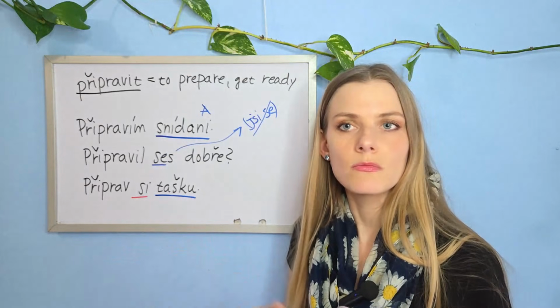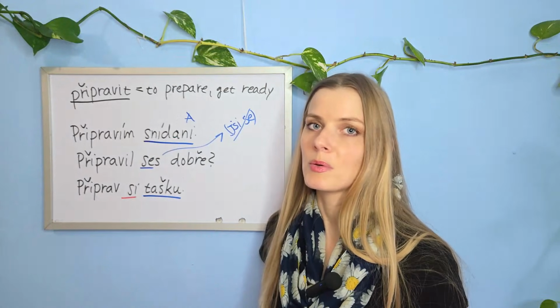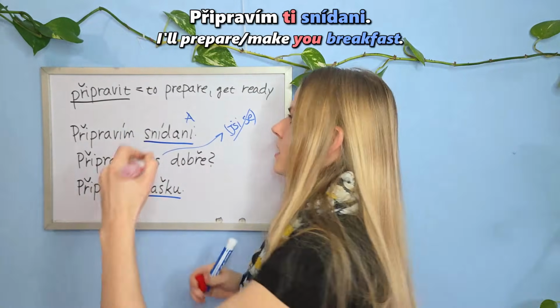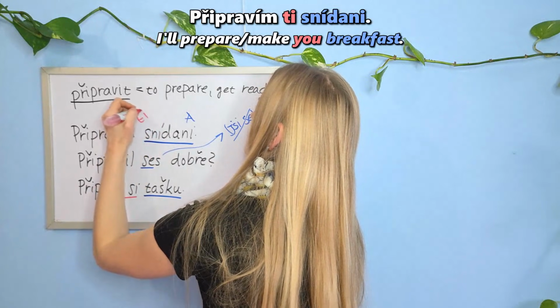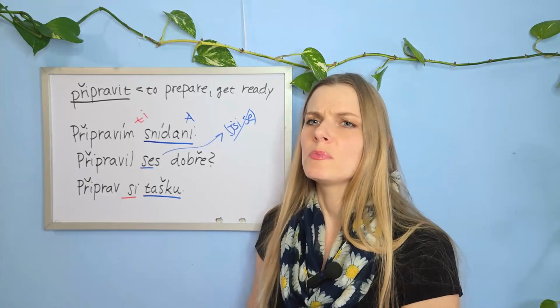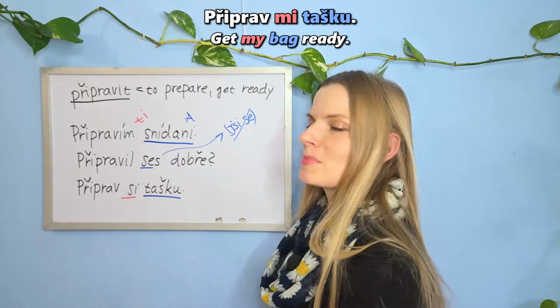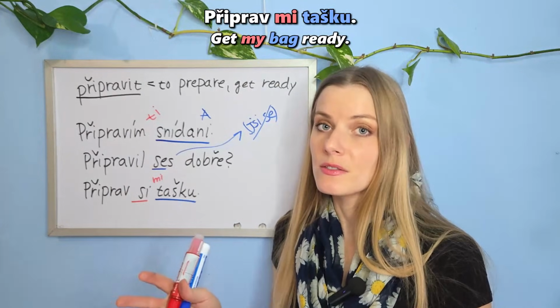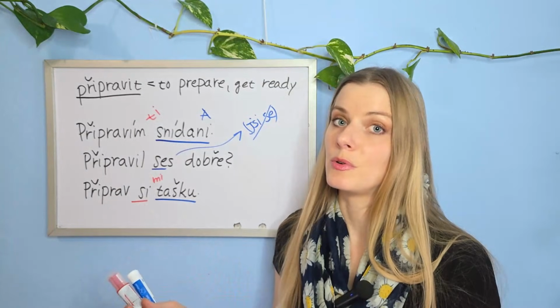A quick question. How would you say, I'll prepare breakfast for you? Připravím ti snídani. I'll prepare breakfast to you, literally. And what if you want to say, oh, prepare my bag? It would be připrav mi tašku. So that's the difference between the reflexive pronoun and the regular pronouns.